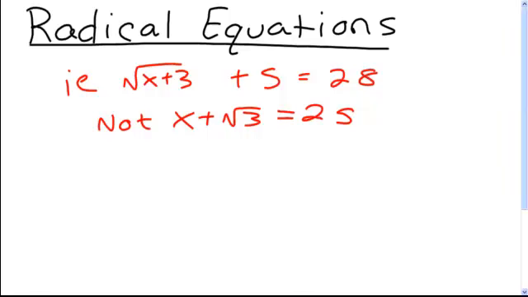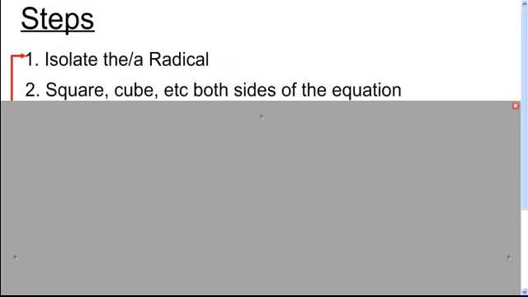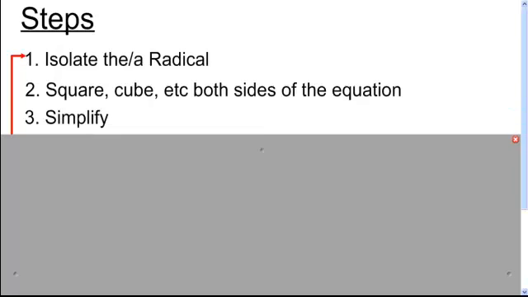So I'm going to start off with the steps that we are going to use to solve radical equations. Initially, you are going to isolate a radical. There may be multiple radicals that you'll have to end up isolating along the way, but to start you need to isolate at least one of them. The next step is to square, cube, etc. both sides of the equation. If it's a square root, you square both sides. If it's a cube root, you cube both sides. Then you simplify. You combine your like pieces together, and then you keep looking.